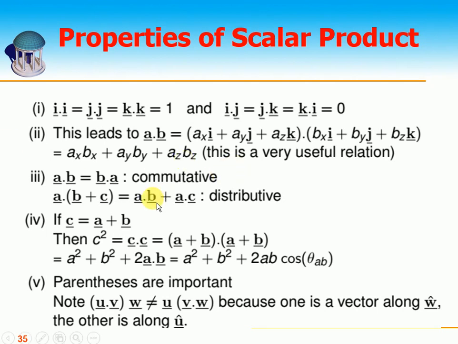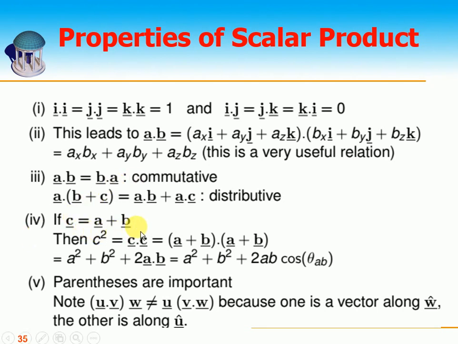And the other property is very important, that A dot B is equal to B dot A, the commutative property. You take the dot product, either A dot B or B dot A, it remains the same, it gives the scalar value. Similarly, the distributive property: A dot (B plus C) is A dot B plus A dot C. Either you add these two vectors and then take the dot product, or take the dot product individually and then add, you get the same, as this property holds for other numbers also.